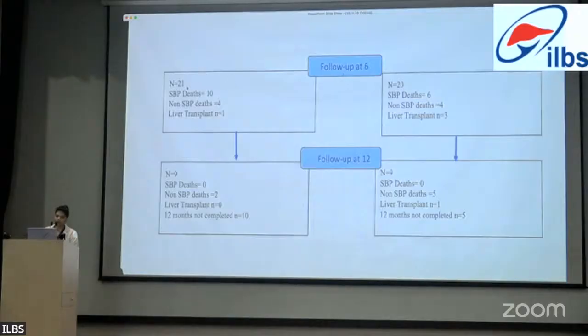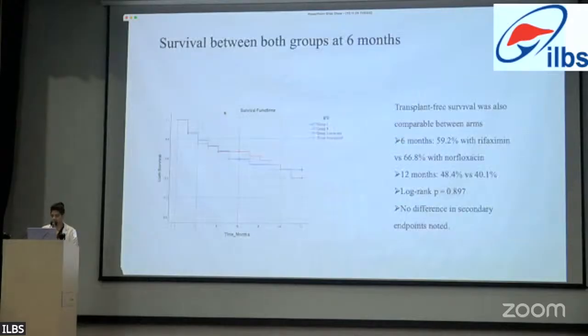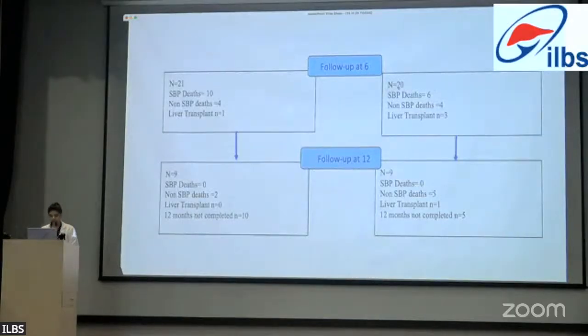At follow-up, out of the 80 patients, 38 were in the rifaximin arm. Those patients who reached 6 months was 21, in which the SBP deaths were 10. The non-SBP deaths were 4, and 1 patient underwent transplant within the 6-month period. In the norfloxacin arm, 20 patients out of 42 reached the 6-month follow-up, in which the SBP deaths were 6, the non-SBP deaths were 4, and transplant was 3.